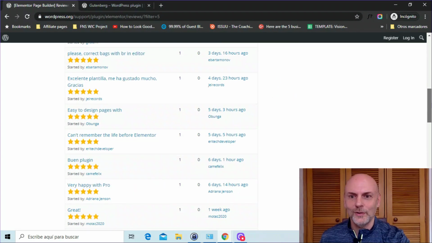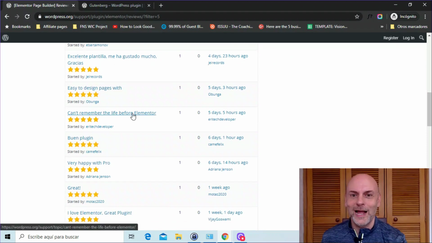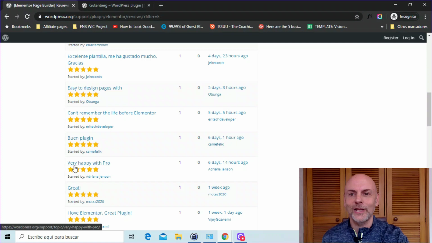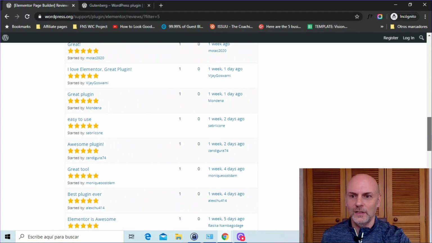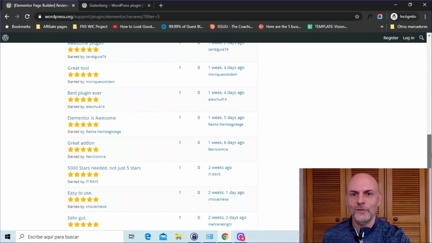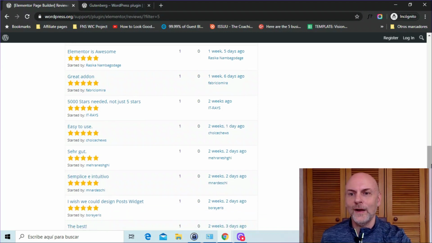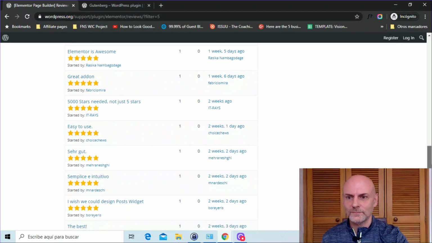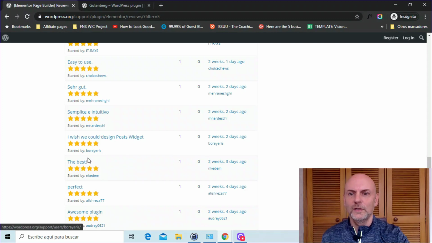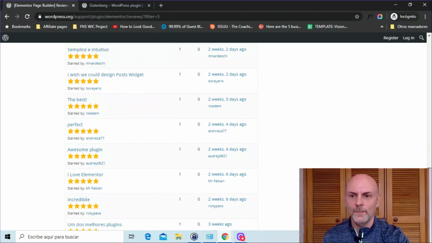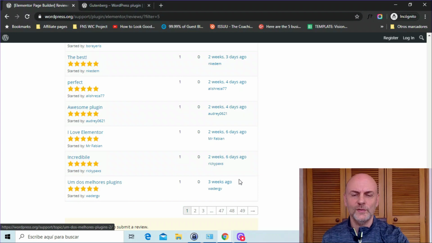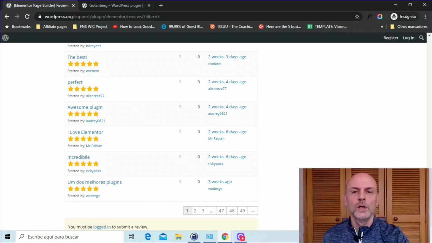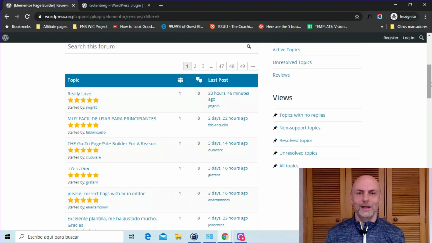"Easy to design pages with." "Can't remember the life before Elementor." That's not my comment, but I would agree with that comment. "Good plugin, very happy with Pro." This person is writing about the Pro version. "Great, I love Elementor, great plugin, easy to use, awesome, great, best plugin ever, Elementor is awesome, great add-on, 5,000 stars needed, not just 5 stars, simple and intuitive, the best, perfect, awesome plugin, I love Elementor, incredible, one of the best plugins," etc. You can see these are all recent, they go back to 3 weeks ago, so you can see that people today are giving Elementor a very, very high rating.